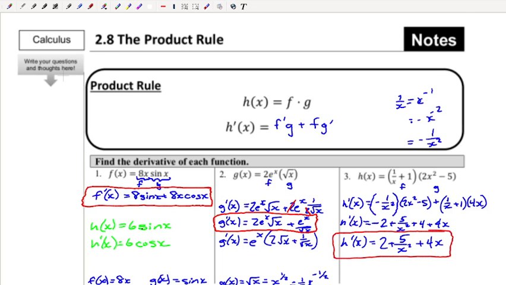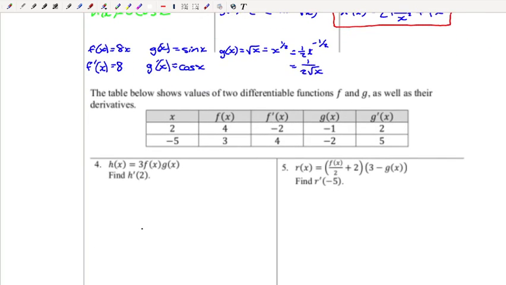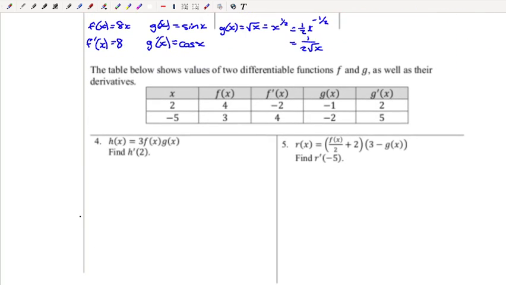All right, so that's the basic idea. And of course, we can apply that to tables. This is basically a straight up application of the formula. Here we go. So we've got h of x equals 3 f of x, g of x, and what I'm looking for right now is h prime of 2.